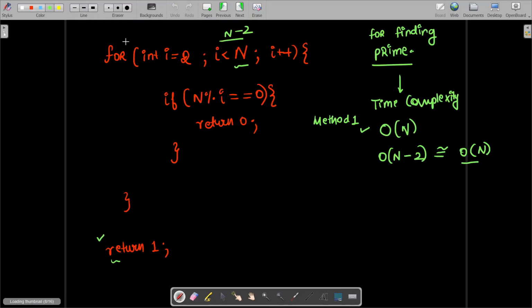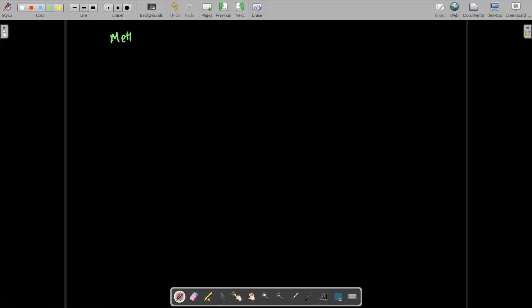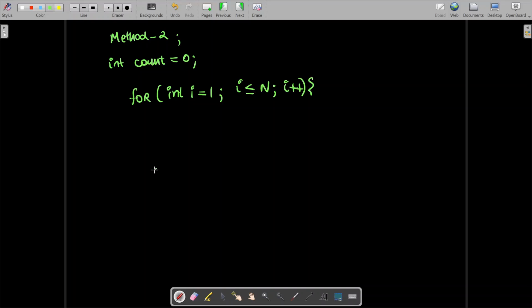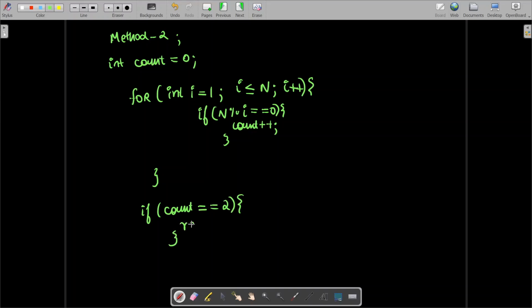This is one way of implementing it. Let me implement method two. I just count how many factors it has. I initialize a count variable equal to 0, and run a loop from 1 to n: int i equals 1, i less than or equal to n, i plus plus. Whenever I find a factor, if n modulo i equals 0, I do count plus plus. Then I check if my count is 2, which means it's a prime number with only two factors, so we return 1. If it is not, we return 0.